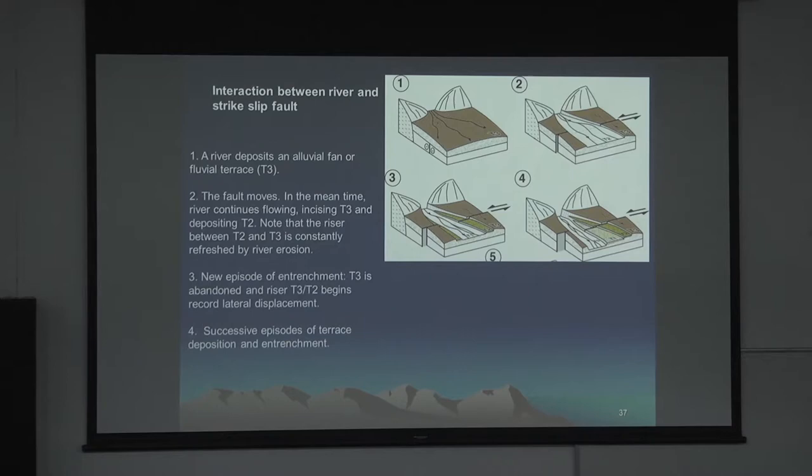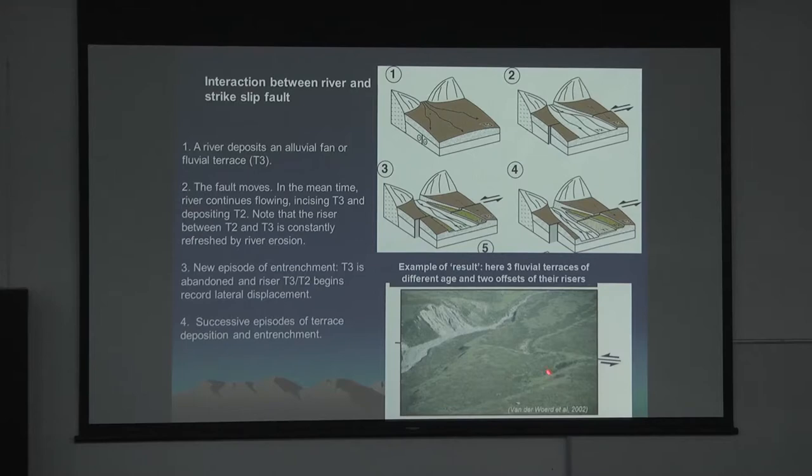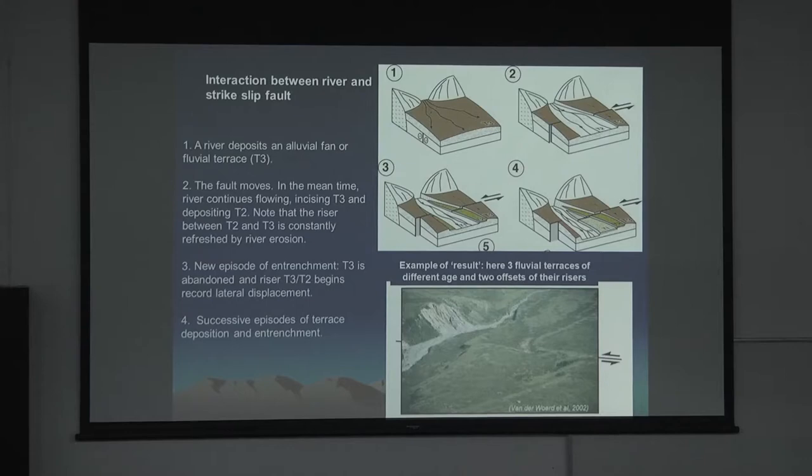So, a field image. Once you have looked at the satellite image and documented the trace of the fault and the places where it seems that the markers are displaced or offset, then you can go into the field and look exactly at those terraces, and look in more detail at the offset and the risers of these terraces.